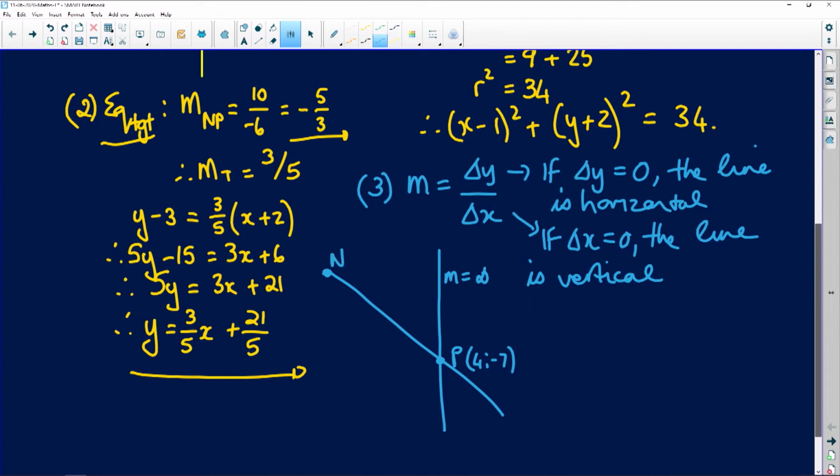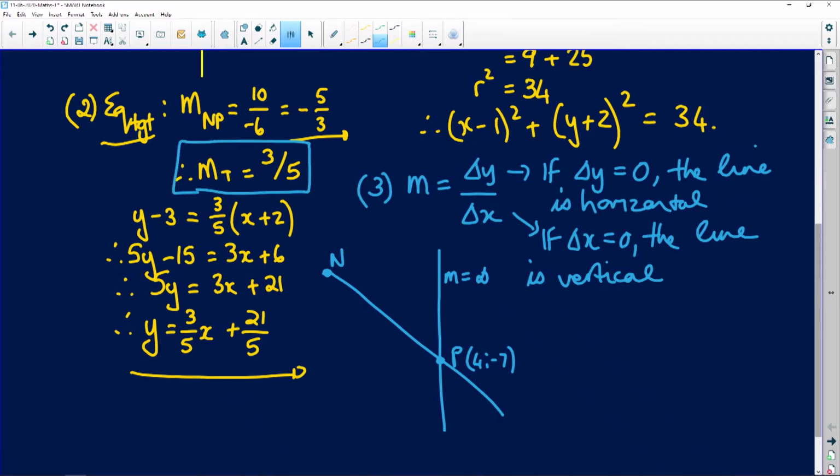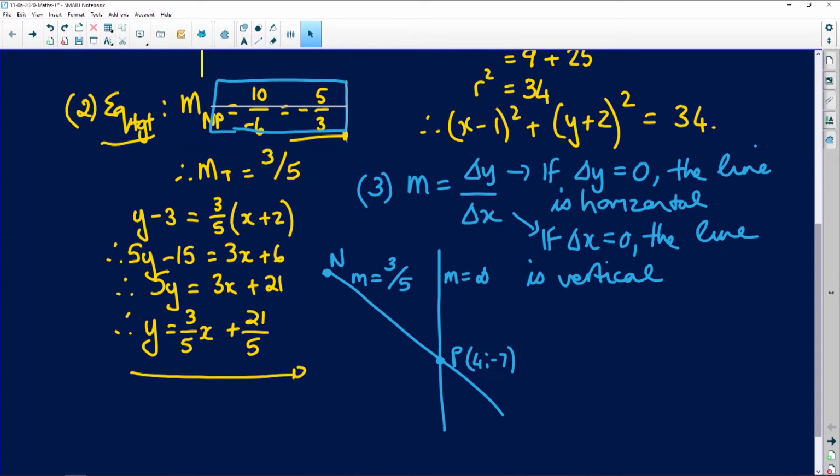Do I have the gradient of NP? I do. I worked with a gradient of NP when I worked with a tangent. Here it is on our screen. So this gradient I have, it's 3 over 5. Okay, sorry, that's the gradient of the tangent. It's the one at the top that I'm after. So the gradient that I'm wanting is minus 5 over 3. It's a negative gradient. Okay, so it's minus 5 over 3.